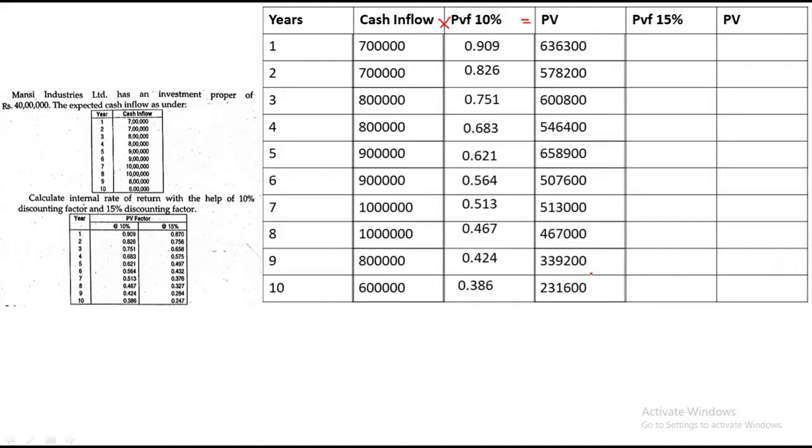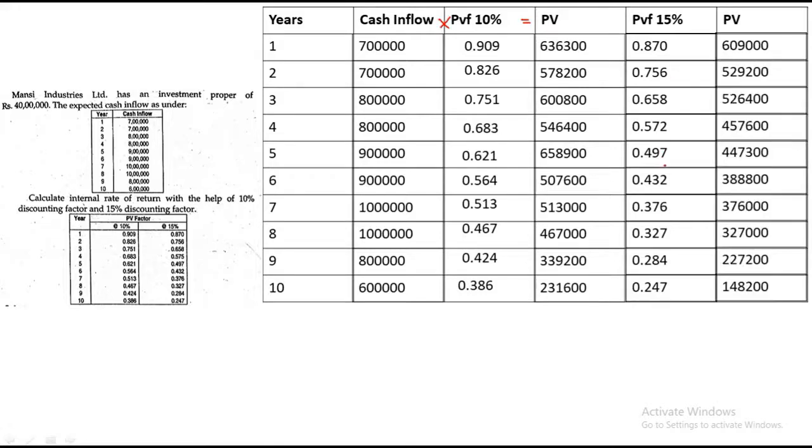Now the same thing we'll have to repeat for the PV factor at 15%. So we'll note down the PV factors of 15%, all the rates. So that is 0.870, 0.756, 0.658, 0.572, and so on. Now again, in order to find the PV, very simple. Cash inflow multiplied by the PVF at 15%. So it will be 7 lakhs into 0.870, again 7 lakhs into 0.756, and so on. Once you multiply, we will get the following values as the present value at the rate of 15%.